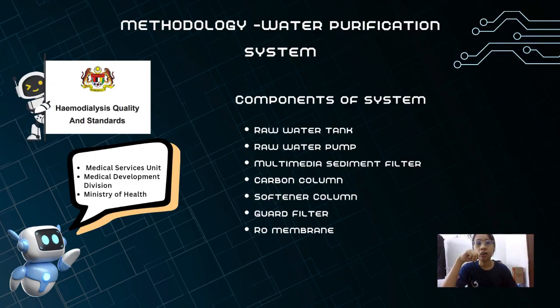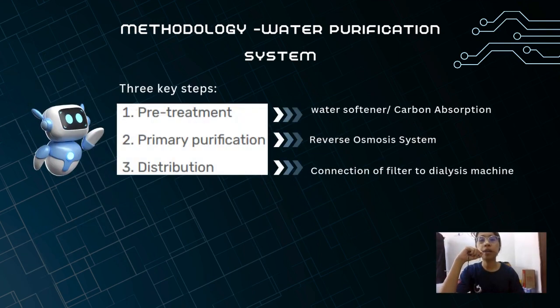In this standard, the components of the system include the raw water tank, a raw water pump which ensures the pressure is enough to pass the water through, a multimedia sediment filter to filter out large particles, carbon columns to absorb the odors and chlorine of the water, softener columns to improve the water quality, and a gut filter to protect the RO membrane, and the RO membrane, which stands for reverse osmosis membrane. Here are the three key steps mentioned by the international standard.